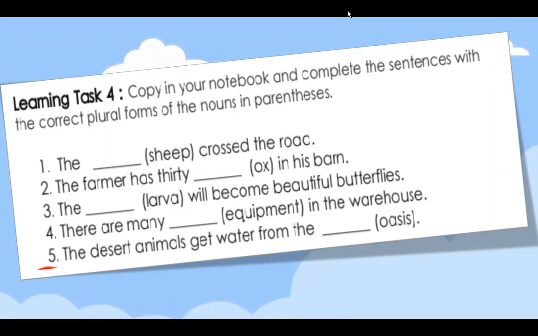The desert animals get water from the oasis. Give the plural form of oasis. Again, you are going to copy this in your notebook and complete the sentence with the correct plural form of the nouns in the parentheses.